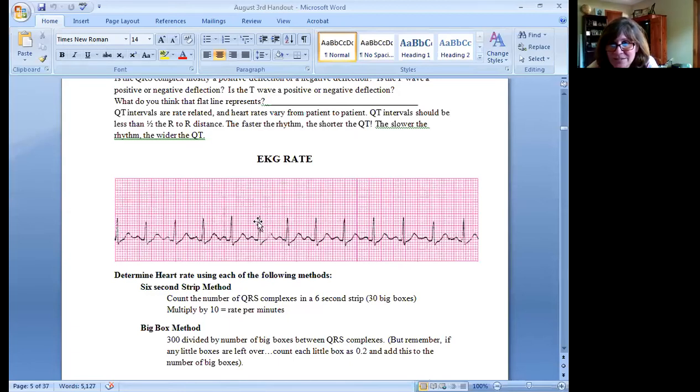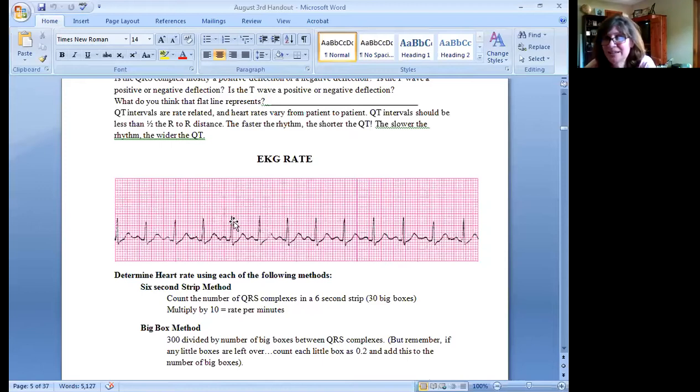5, 6, 7, 8, 9, 10, 11, 12, 13. 13 times 10, it's 130. Now, we're going to look at sinus rhythms today: normal sinus, sinus brady, sinus tach. We're going to look at some atrial rhythms and some ventricular rhythms. But this is sinus tach.